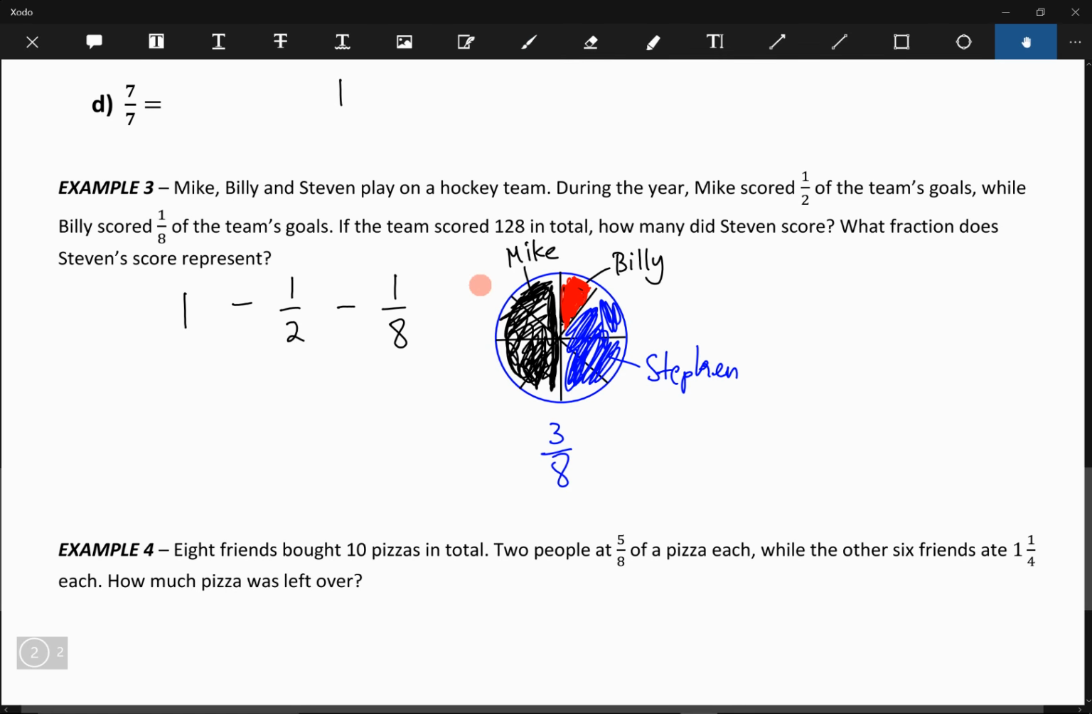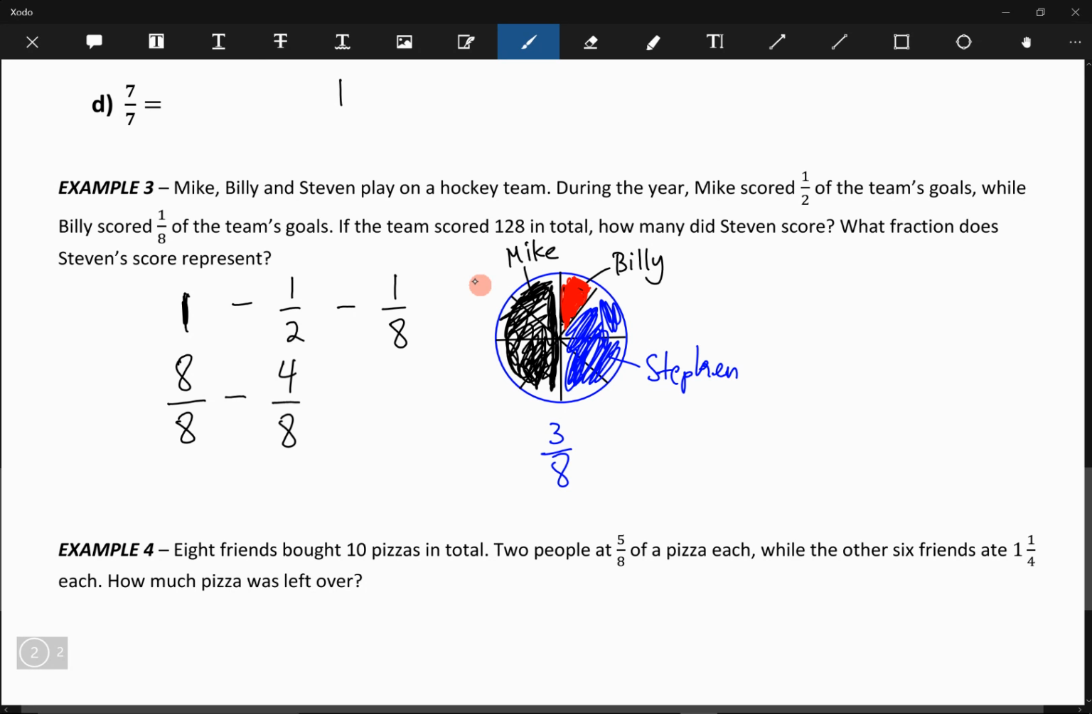Okay. But how do I show that? How do I show that using the math? Okay, so the whole circle is 1. I treat this as 1. What it really is is just 8 slices out of 8. Mike is 4 slices out of the 8. So I can say 1/2 is the same thing as saying 4 out of 8.